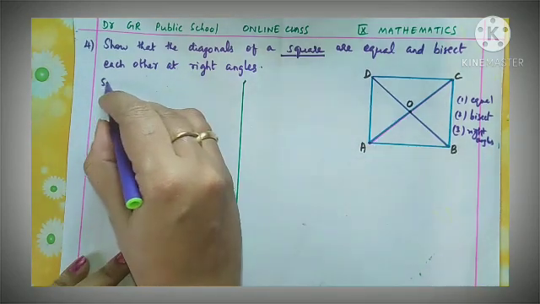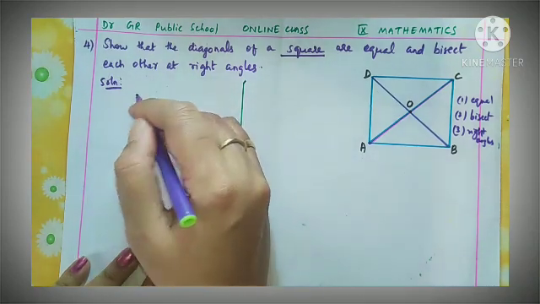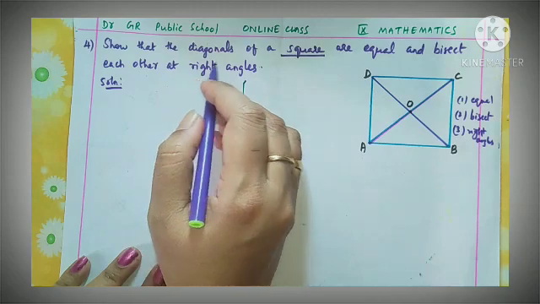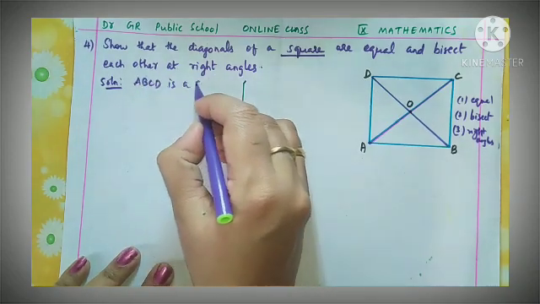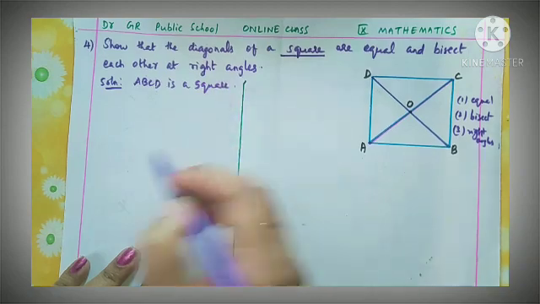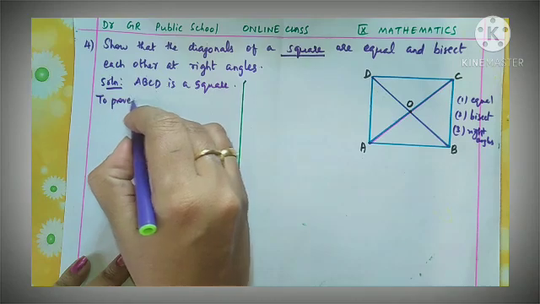So first start the solution. What are the things given here? Yes, here it is given: ABCD is a square. That is the only given information, and we want to prove... What is to be proved?